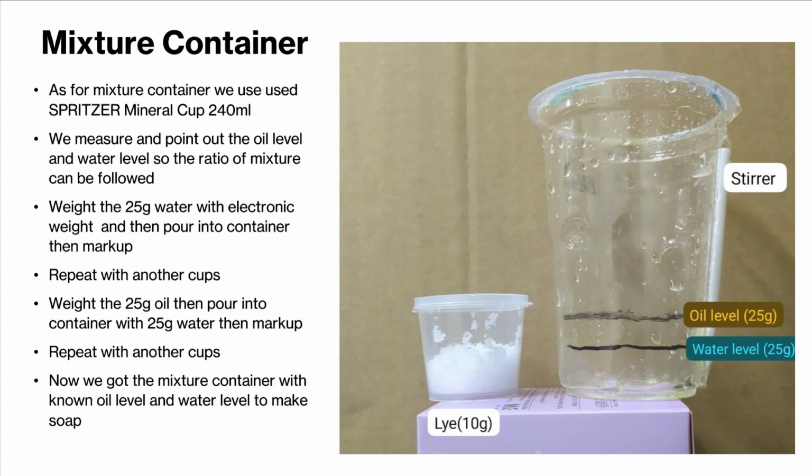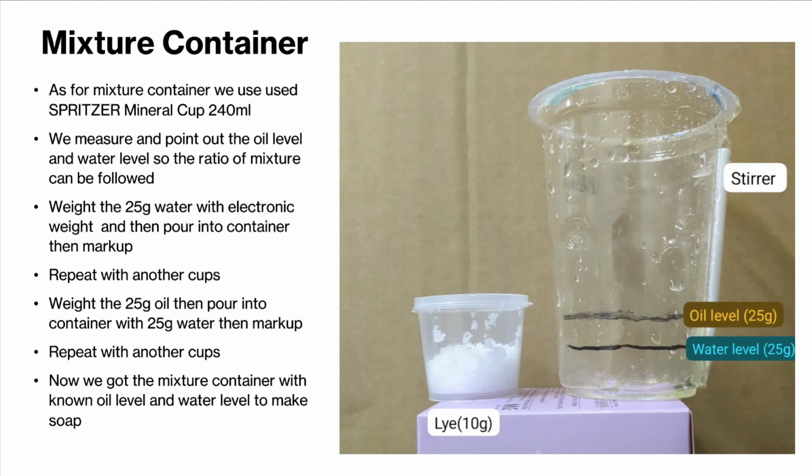So here is the interesting part about the mixture container. As for the mixture container, we use a used Prism mineral cup, 240 ml. We measure and mark the oil level and water level so the ratio of the mixture can be followed. So how do we determine the oil level and water level? We know the water is 25 gram and the oil is 25 gram.